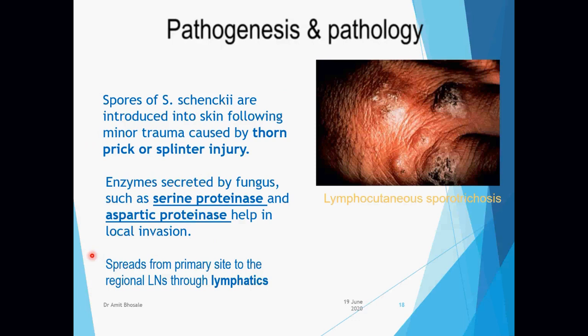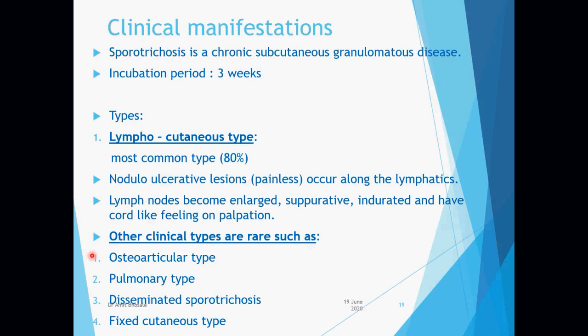Spread from the primary site to the lymph nodes is through the lymphatics. Clinical manifestations: sporotrichosis is a chronic subcutaneous granulomatous disease. Incubation period is 3 weeks. There are two types. The most common type is the lymphocutaneous type of sporotrichosis. It accounts for 80% of all sporotrichosis cases.